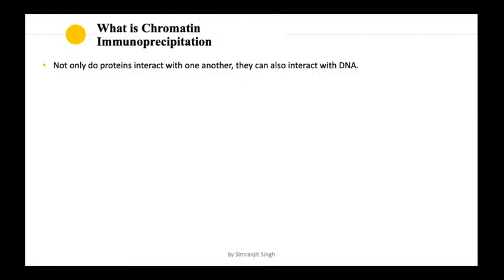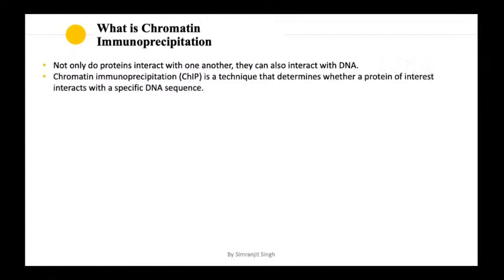So not only proteins interact with one another, also the DNA interacts with protein. So chromatin immunoprecipitation is a technique which determines whether a protein of interest interacts with a specific DNA sequence. So here sometimes proteins and proteins are interacting with each other. Sometimes DNA is interacting with protein. So all these matter.